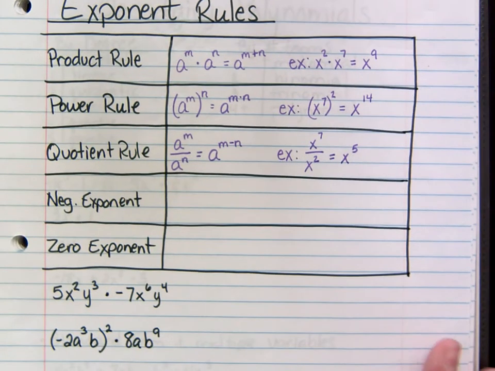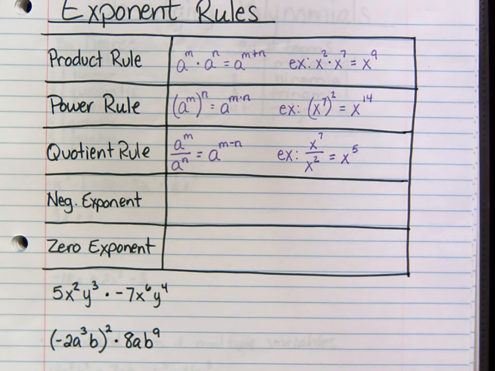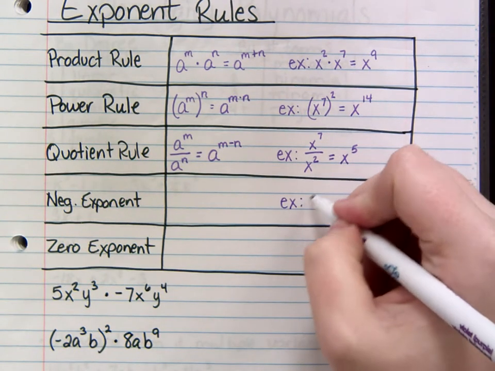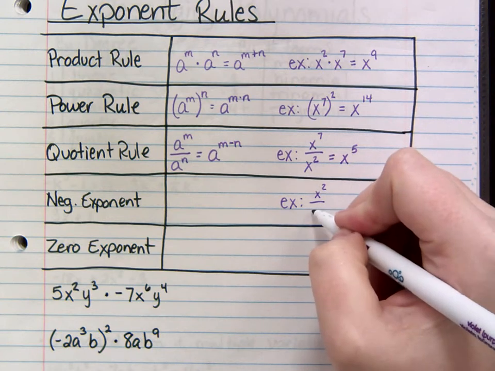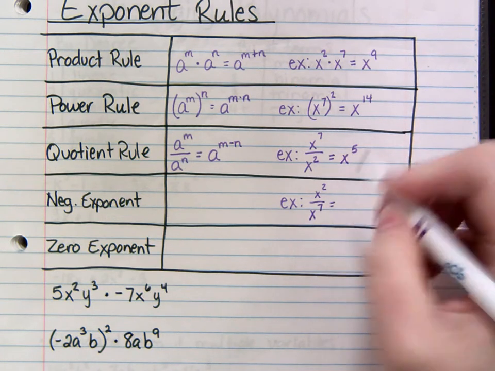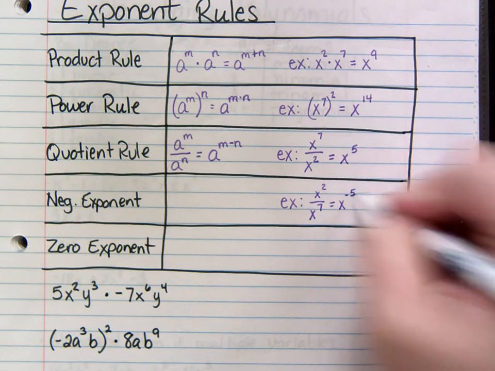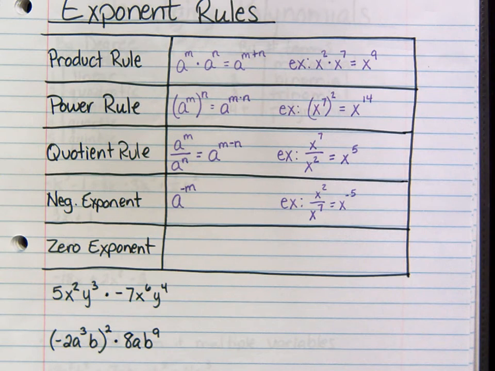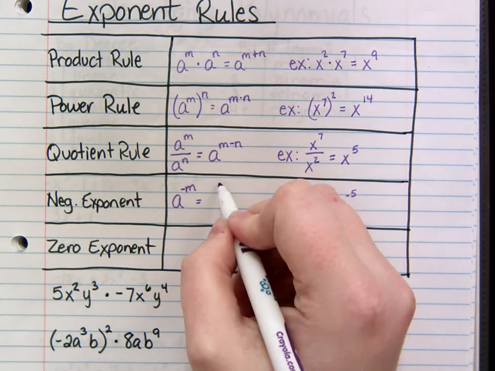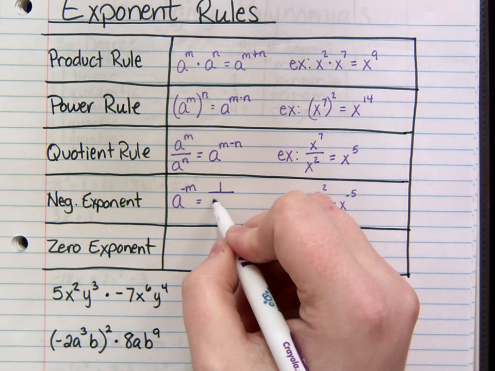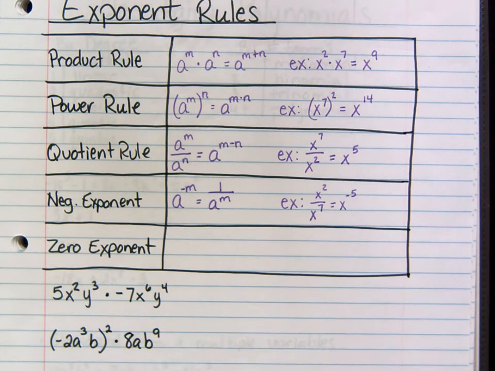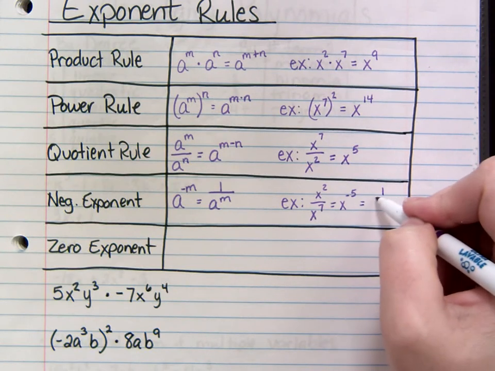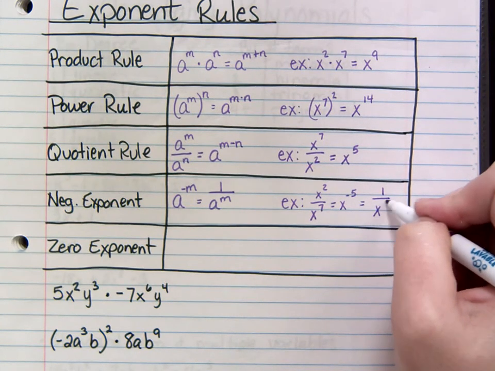Now, you don't want to have negative exponents. So what if on this one I had x squared over x to the 7th? Well, quotient rule says I'm going to get x to the negative 5. But anytime you have a number raised to a negative exponent, it can be written as its reciprocal. So 1 over that. So here, instead of having x to the negative 5th, I'm going to write it as 1 over x to the positive 5th.